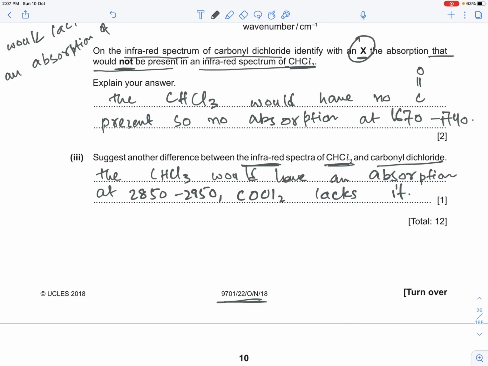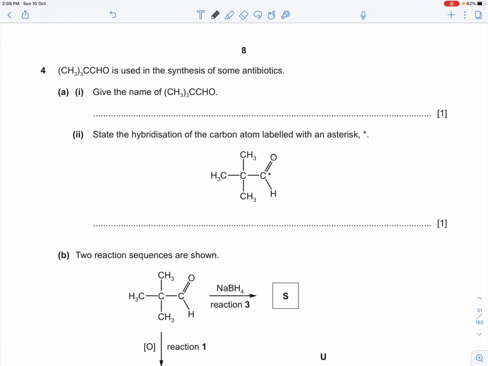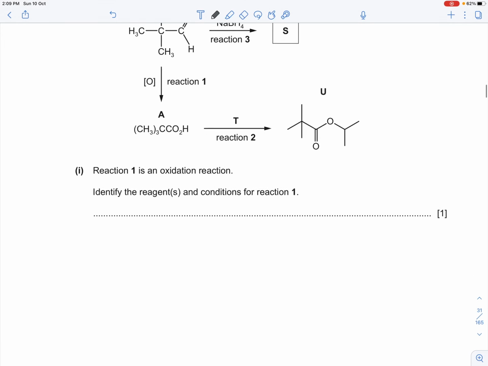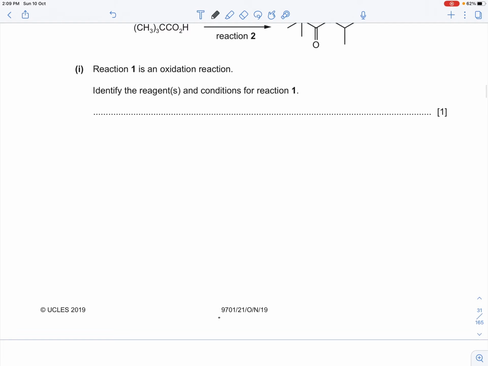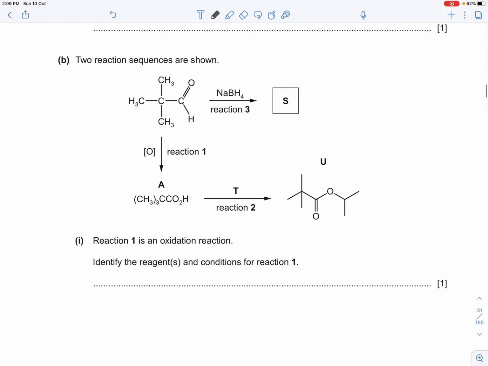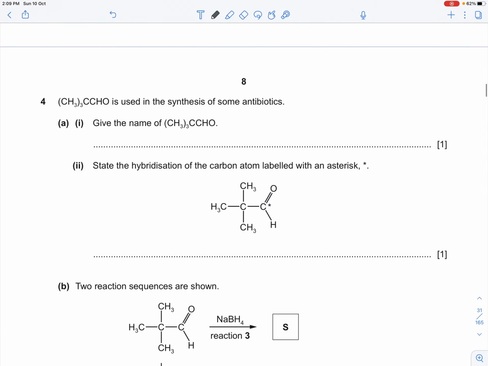So this is the other difference. Okay, so this next question is from October-November 2019, paper 21, question number 4. So we have this compound (CH3)3CCHO, which is used in the synthesis of some antibiotics. Give the name of this compound.